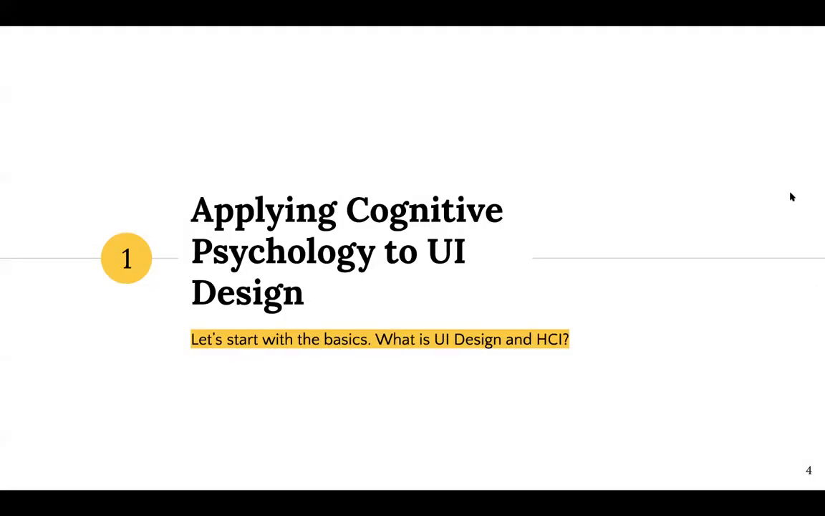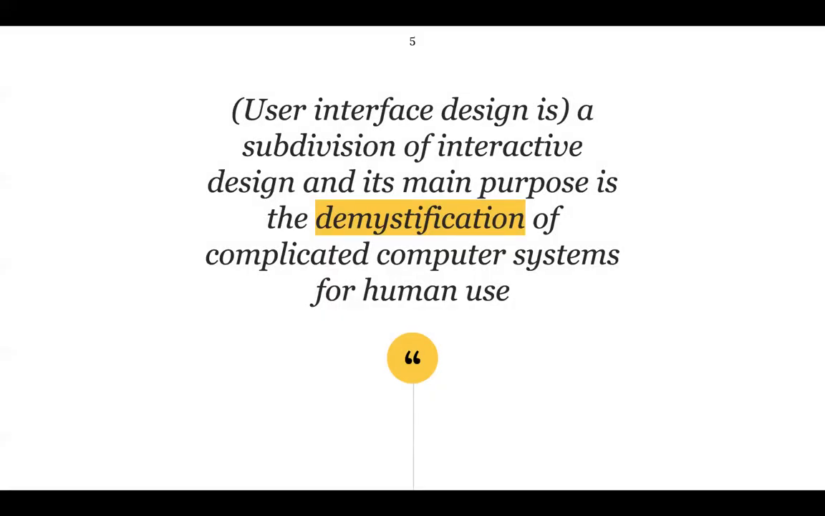And jumping right in. Applying cognitive psychology to UI design. I wanted to start with the basics. So what is UI design and HCI? According to one source that I researched, user interface design is a subdivision of interactive design, and its main purpose is the demystification of complicated computer systems for human use. In other words, it's just trying to simplify computer systems for common everyday users like all of us.